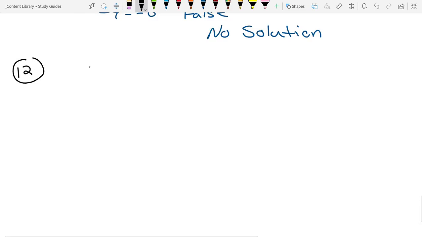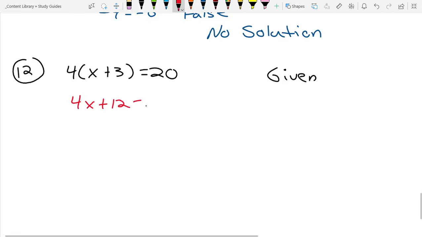Alright, for number 12, you're filling out a table. So they start off with this, 4 parentheses x plus 3 equals 20, and then they write the word given. Given just means, hey, this is what we give you to start the problem. Then the next step down, they show you this, 4x plus 12 equals 20. They ask you, well, what did they do to get there? What's the proof? Well, they used the distributive property. So it's like you're looking at someone's work who didn't show it, and you're figuring out what they did in the background. Kind of like what I have to do sometimes for y'all's work.